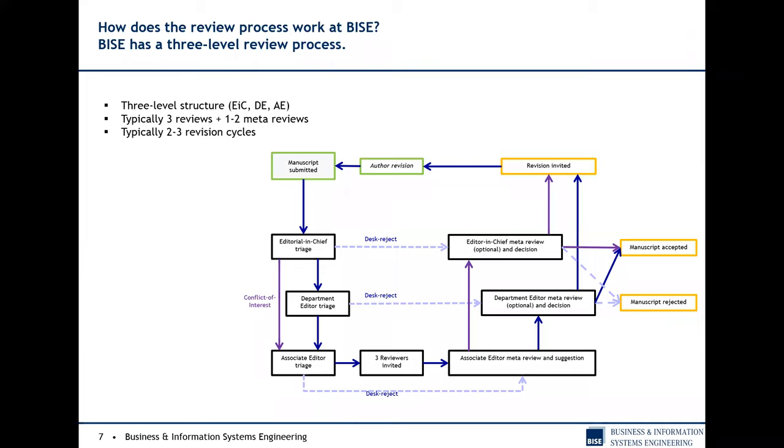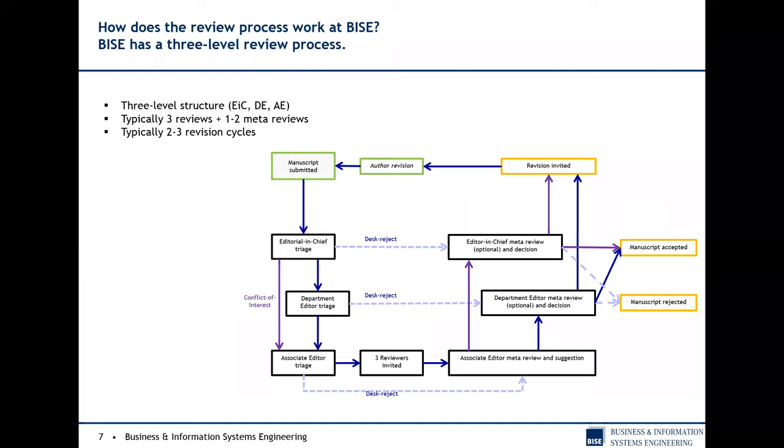What we would like to explain in the video as well is the review process that we follow, which we want to make transparent and which we are keen on maintaining. It looks as follows. In this schema, you will see that manuscripts, when submitted, will be screened by the editor-in-chief and handed over to the department editors, Jan Mendling and myself, when they relate to the BPM department. And then further handled by an associate editor who will invoke three reviewers to give your manuscript a thorough review.